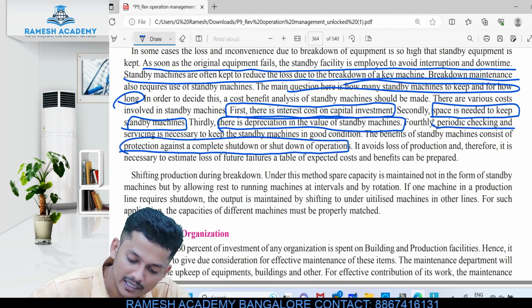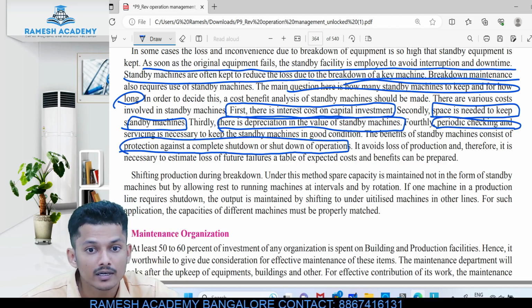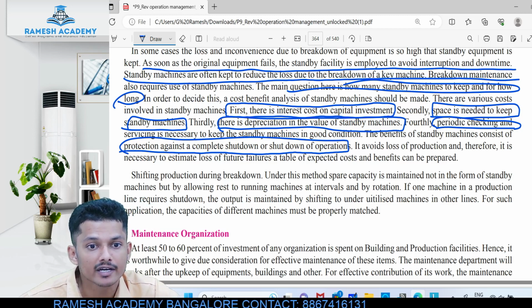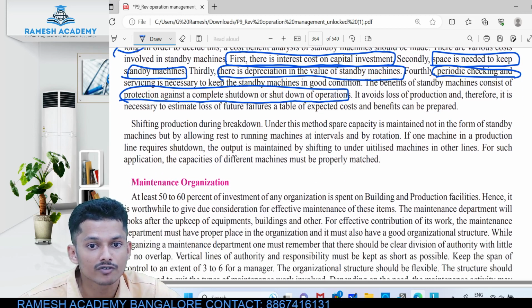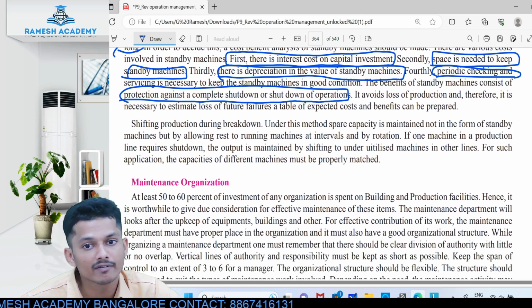There are 4 main techniques. You have to go through these 4 very properly. It avoids loss of production and therefore it is necessary to estimate the loss of future failures. A table of expected costs and benefits can be prepared.